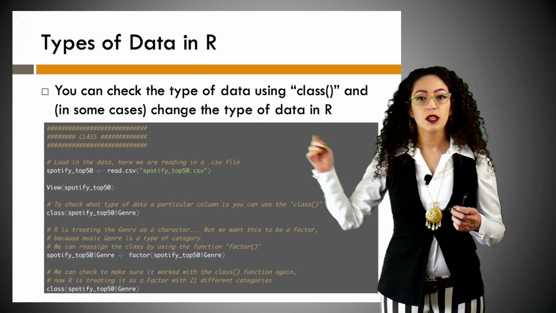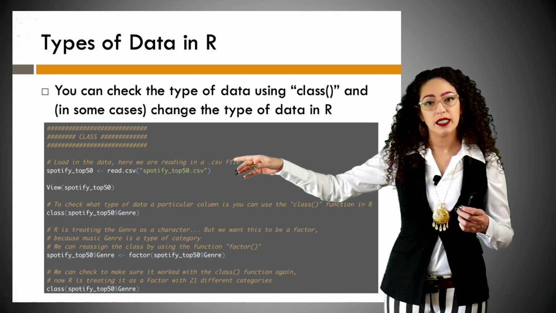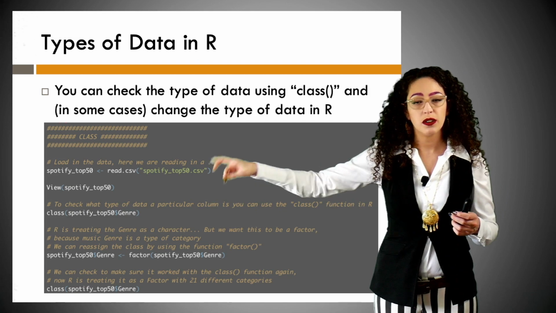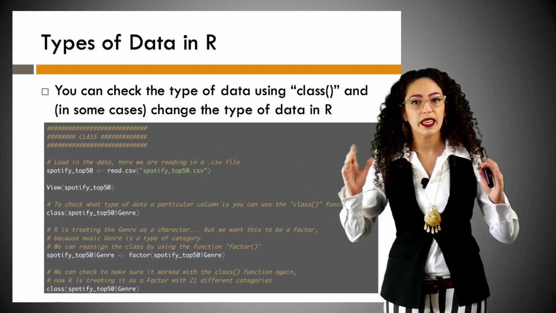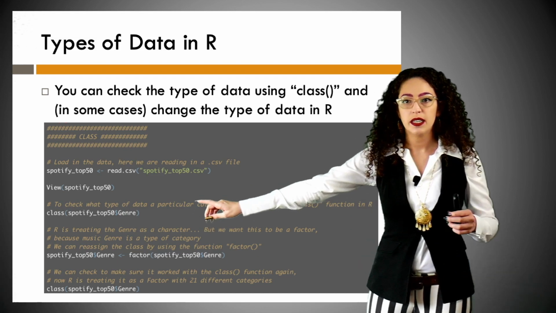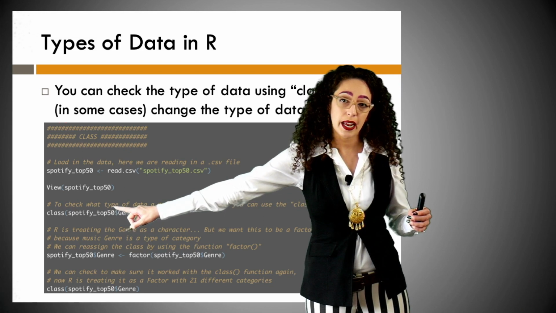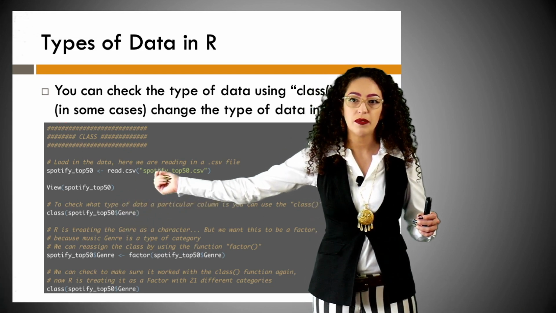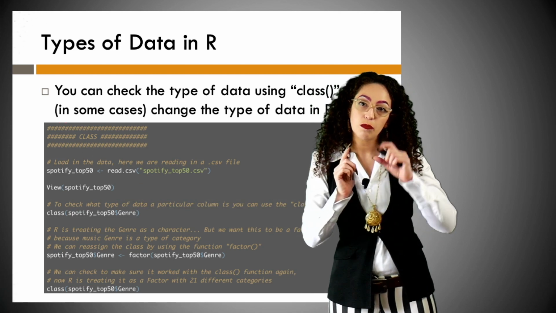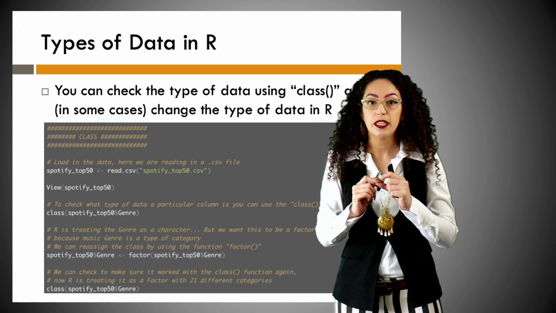So here I'm loading in a data set. This is the Spotify Top 50 data set from 2019. And we can view it using this function, or I can click on it and you can see it kind of like in Excel. And we can also ask R using our class function. I use class and I type in the data set name. So in this case, I'm calling it Spotify Top 50. Then we use this $ sign. And the $ sign is going to pop up a little variable list of all the possible variables and all the columns that are in your data set.